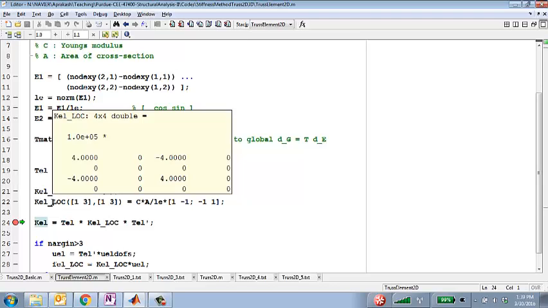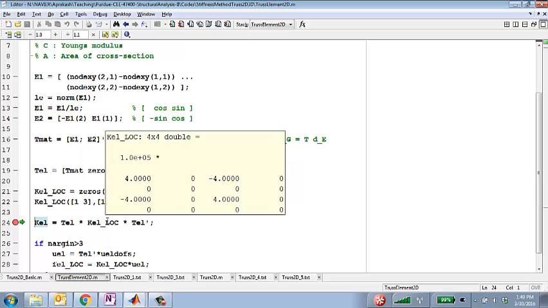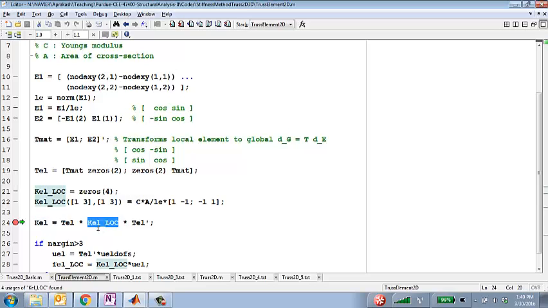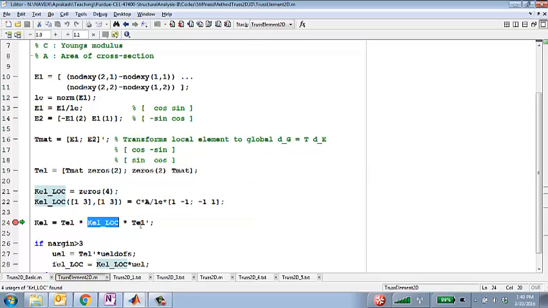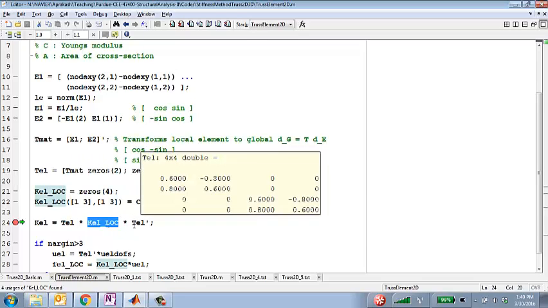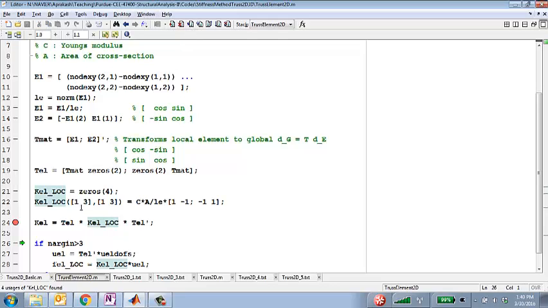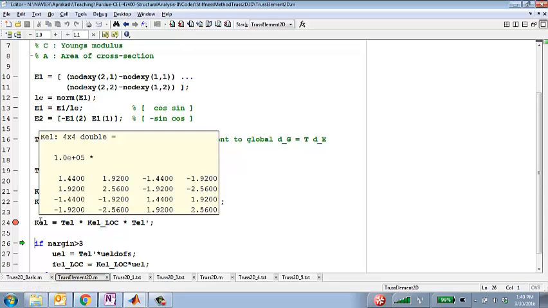The local force displacement relationship always looks like this: some non-zero number in rows and columns 1 and 3. Okay, because this is oriented along that slanting direction. We'll take this local force element displacement relationship, pre-multiply it with the transformation matrix, post-multiply it with transformation transpose, and that way we get the force displacement relationship in a global coordinate system. It is exactly the same relationship expressed in a different coordinate system.